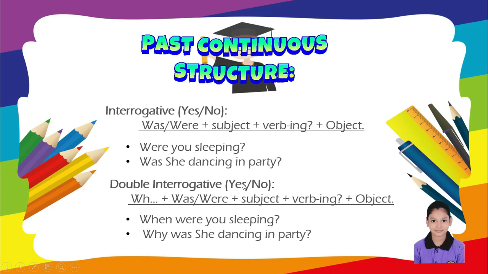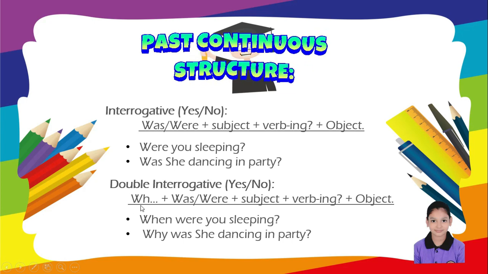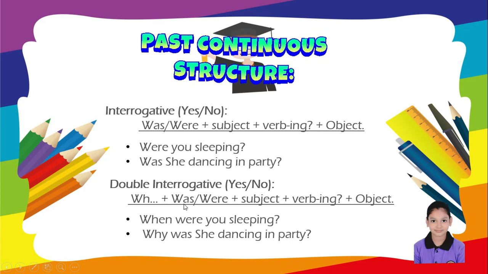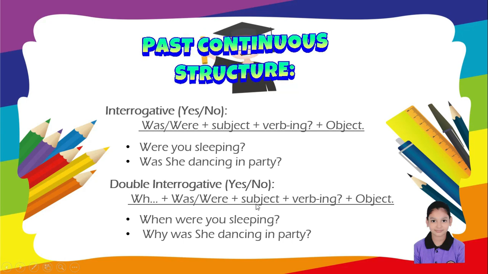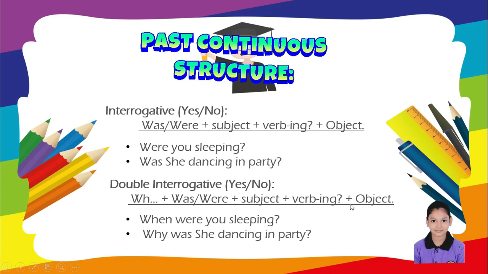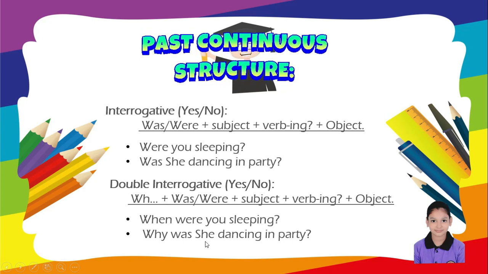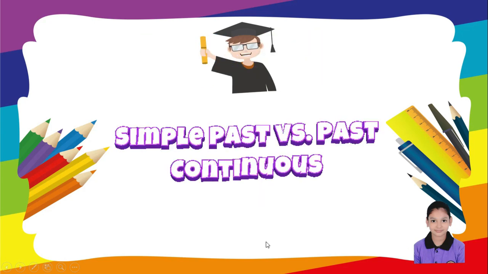Double interrogative. WH family plus was or were plus subject plus verb plus ing plus object. When were you sleeping? Why was she dancing at the party?